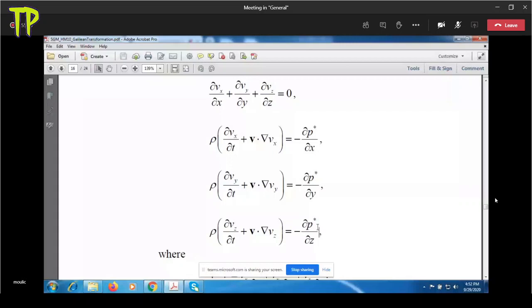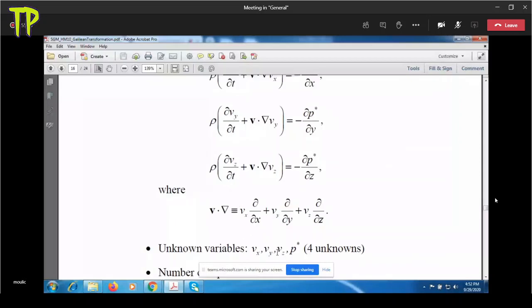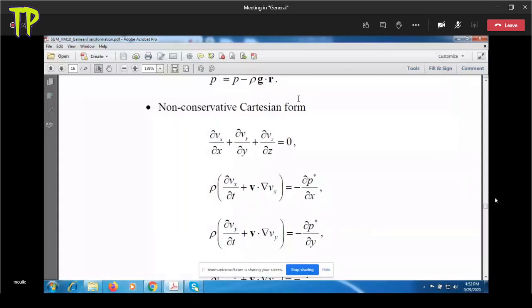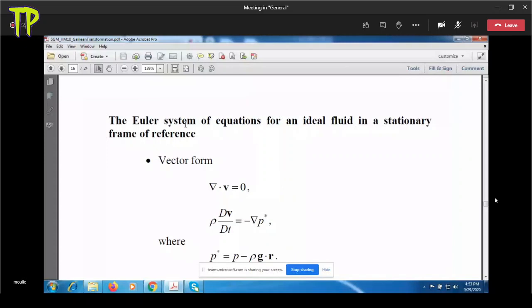Now, what are the unknowns in this equation? Vx, Vy, Vz, and P star. So there are four unknowns, and if you just look at momentum balance, there are three equations. You cannot have a mathematical model where there are four unknowns and three equations. That's not solvable. You must have a fourth equation, and in this case it is the continuity equation. That is why I'm calling it a system of equations. Euler's equation is just this second vector equation here.